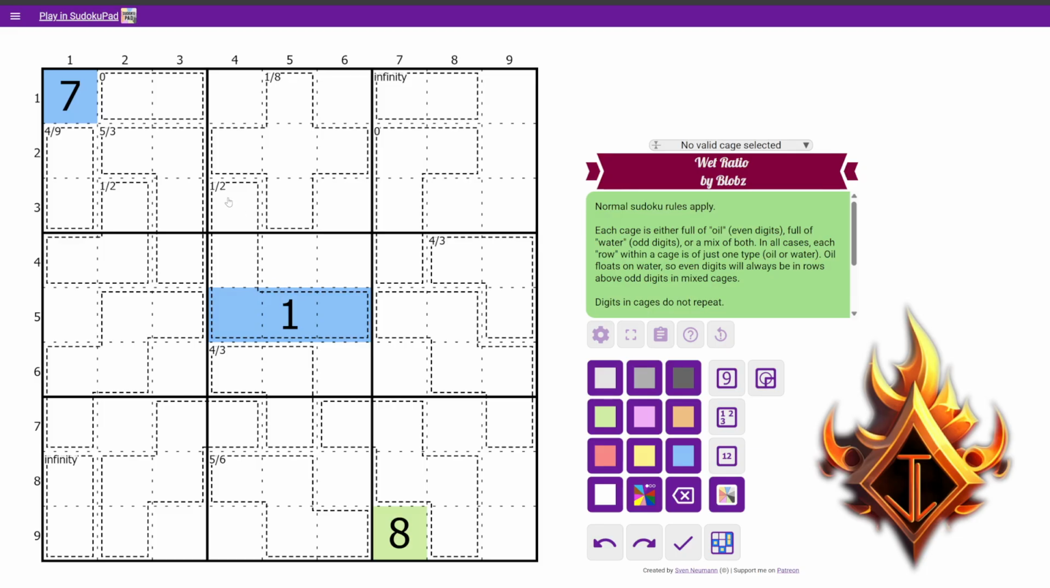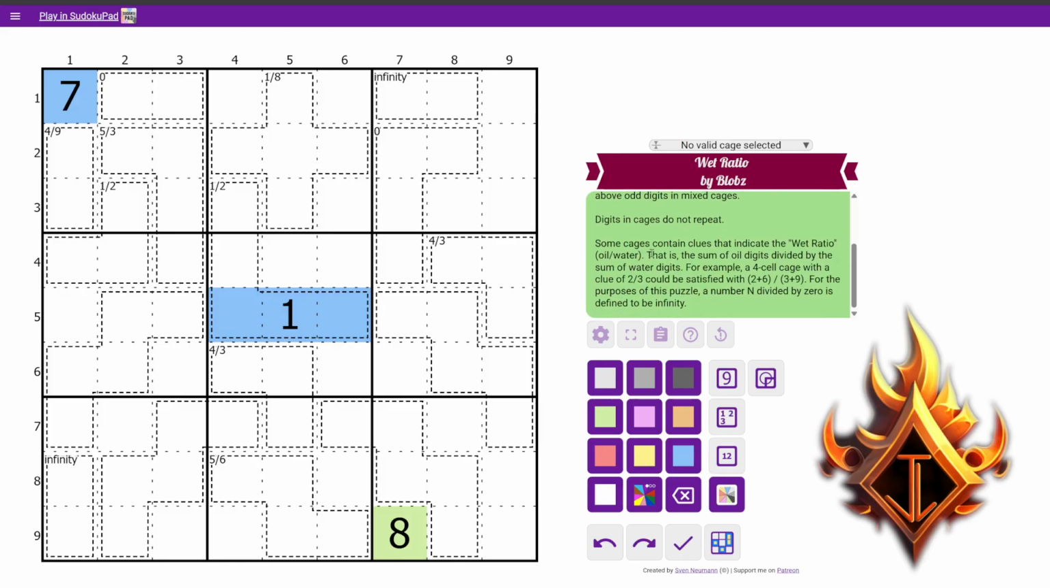This is in a 1 to 2 ratio. The sum of oil digits divided by the sum of water digits is a half. So these two are half of this total. That could be quite a bit of things. Okay, fair enough.